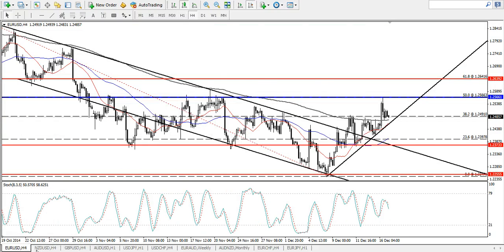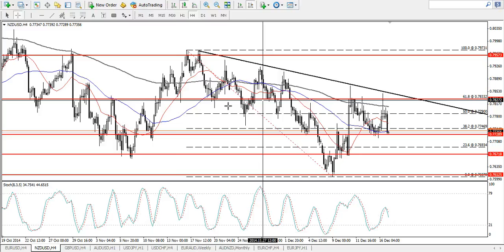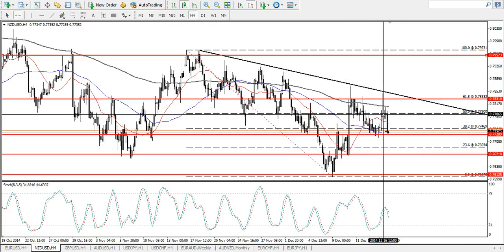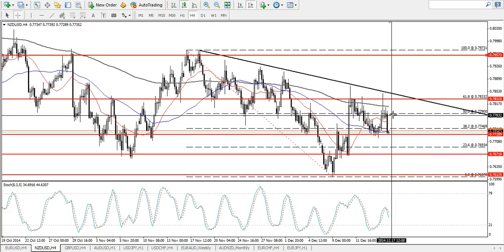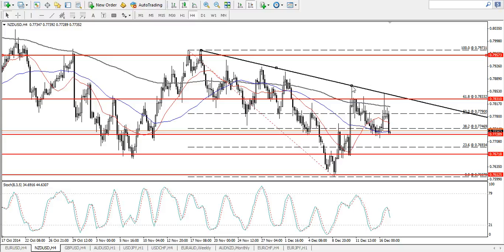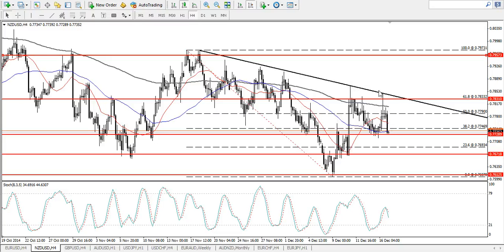Next, we have the New Zealand dollar against the US dollar. As we can see, price has been resisted by a falling trend line over here. For the most recent one, the price has been resisted at the retracement level of 61.8%. Just adjust a little bit, and price has fallen, gotten supported at the current support level of 0.7728.